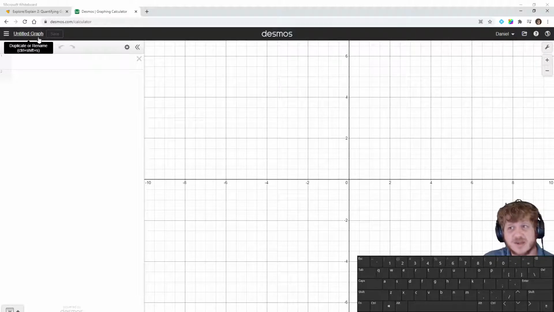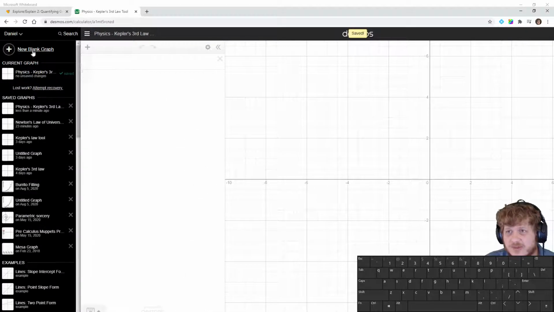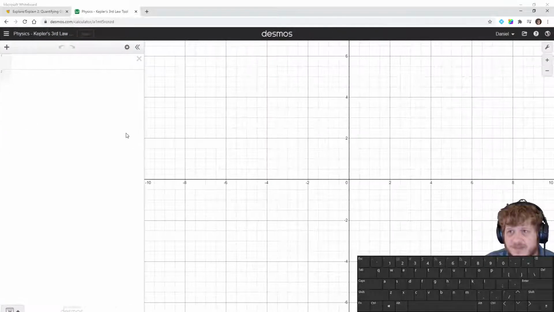what I would suggest doing is where it has the title "Untitled Graph," click on that and then rename it to something like Kepler's third law tool, or something along those lines. Or maybe, to help keep it organized, if you're also using this for another class, you could do "Physics - Kepler's third law tool," so it'll be easier for you to access. And when you click the three bars, it'll show you all of the graphs you have in your bank.